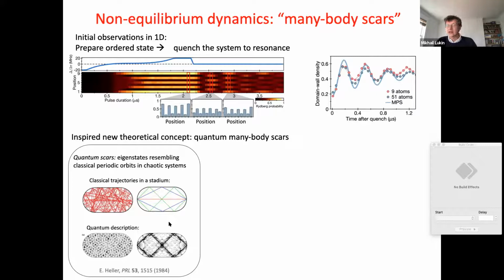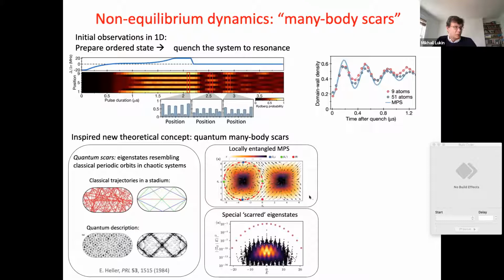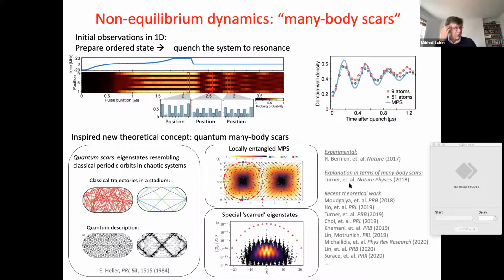And so basically, people showed, in particular a group by Maxim Serbyn and Dmitry Abanin, they suggested that what we observed is a many-body version of these quantum scars. And one way to think about that is to think about these states which we observed as singular states in the background of an otherwise completely thermalizing continuum.